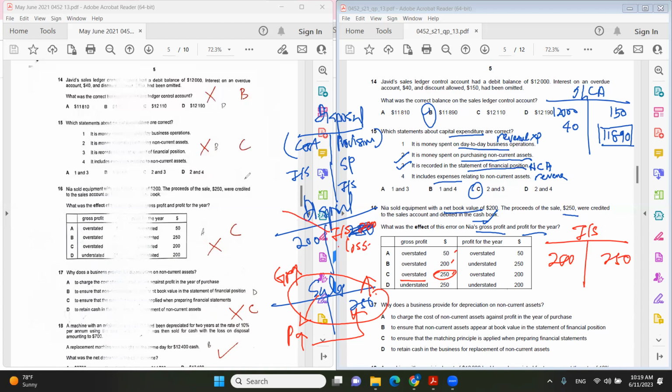We omitted expenses. This is omission. Expenses are understated, so profit will be overstated by 200. So that means this one, profit overstated by 200.